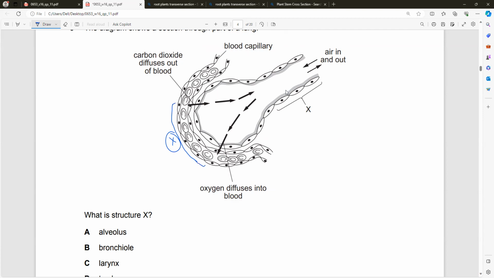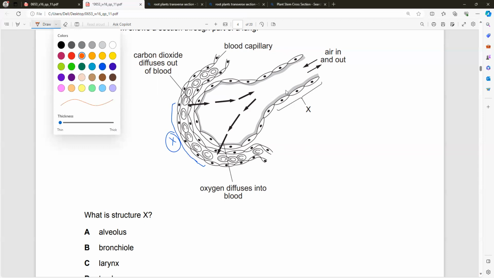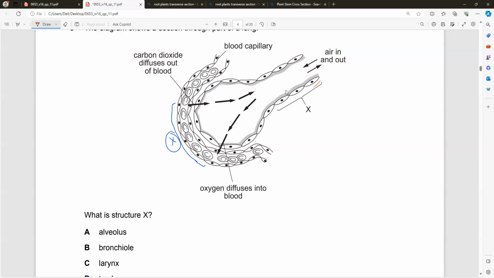If this is your X, what is your answer? Alveoli. Now they are showing a tubular column which is bringing gas in and out. What is that name? Anybody? Bronchioles. See how the diagram will be. So what is the name of that one? Bronchioles. That is what it is. Clear, all of you? Yes, please.